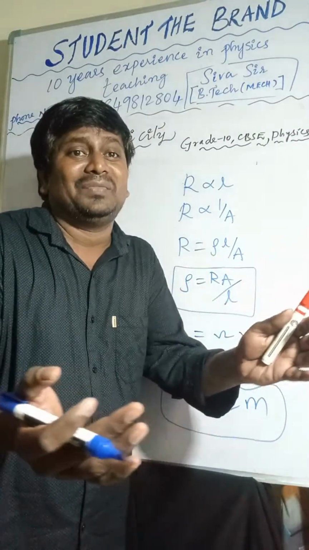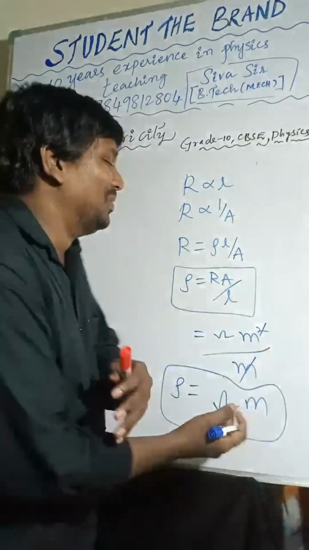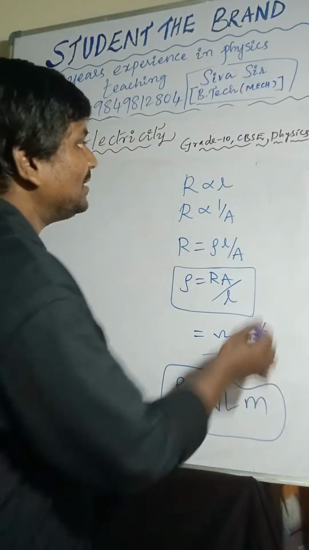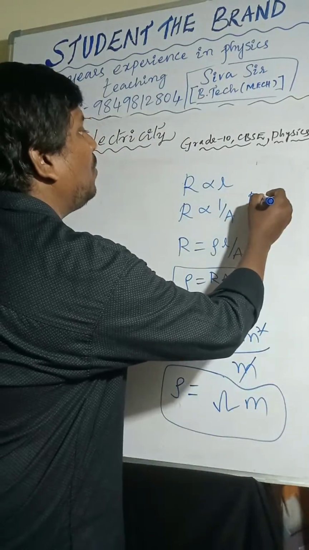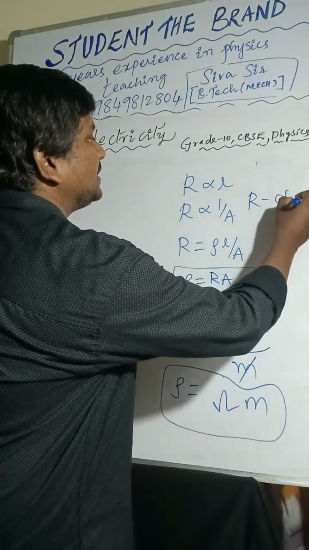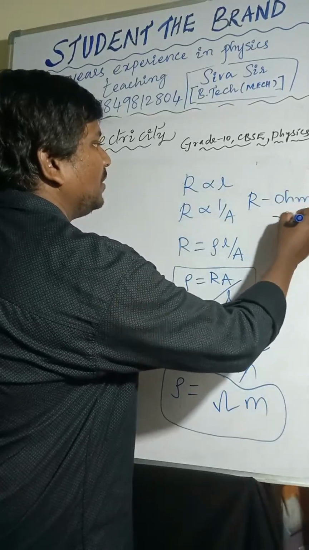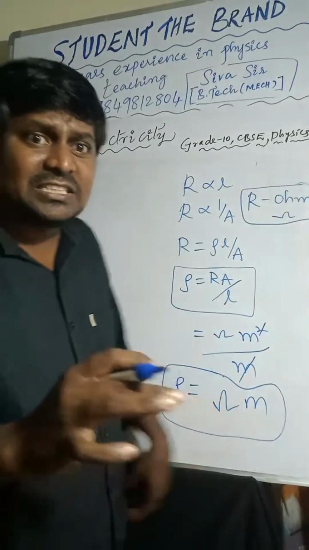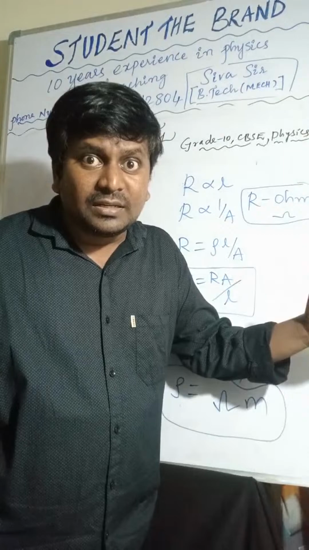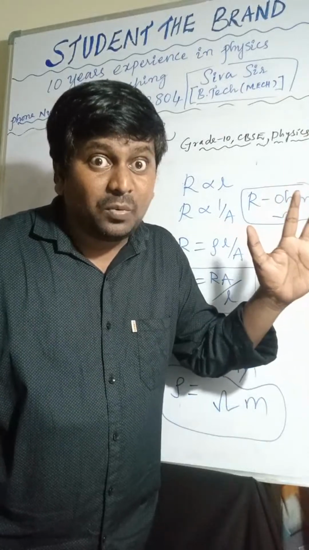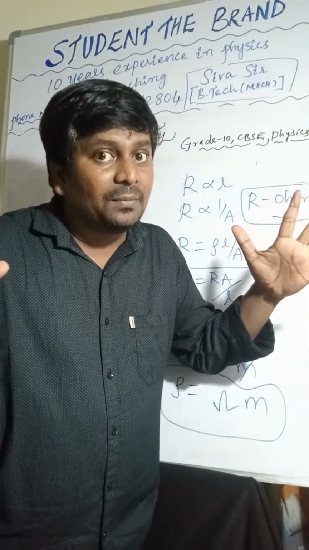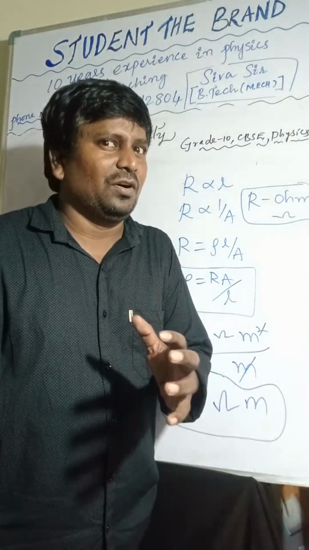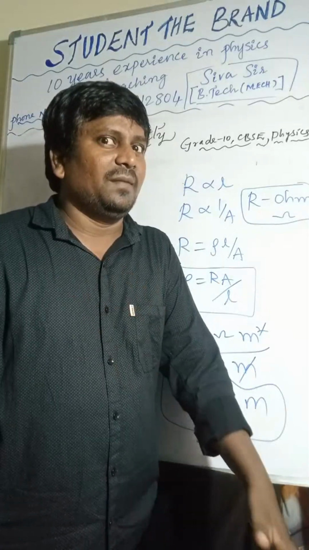SI unit of resistivity is ohm meter. SI unit of resistance is ohm. So, are these two the same? Resistance and resistivity, both are the same? No, resistance and resistivity are not the same.